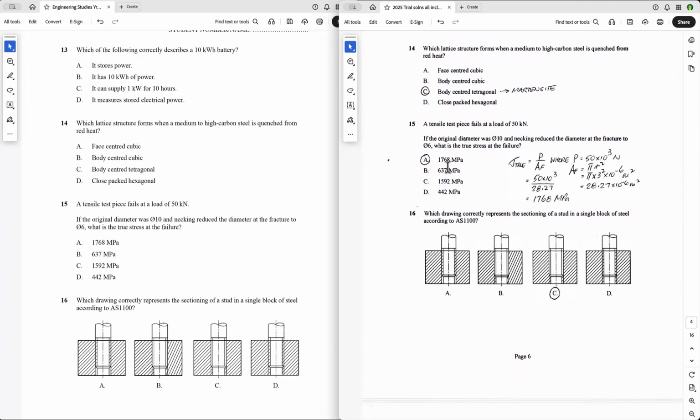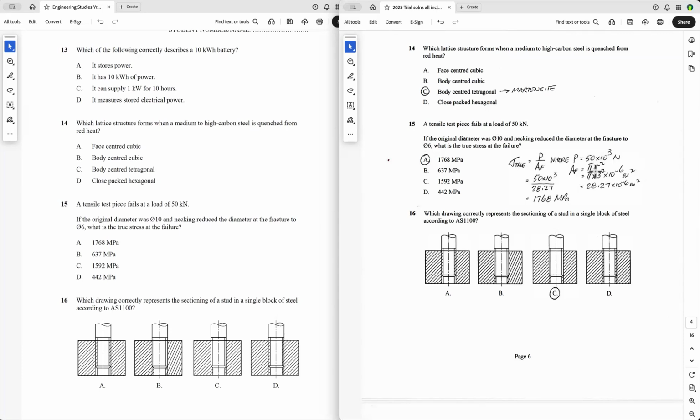The tensile test piece fails at a load of 50 kilonewtons. The original diameter was 10, and necking reduced the diameter at fracture by 6. What's the true stress at the failure? So this is how you should set it out. You've got true stress equals load over area at fracture. Now you've got to use this area, the area at fracture, not that area there. And so make sure that you put the numerical value in. You can't put kilonewtons in unless you know what you're doing.